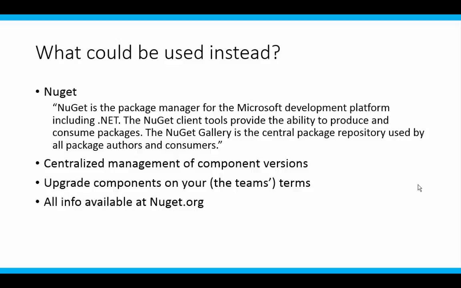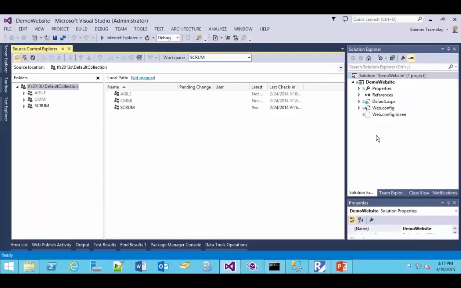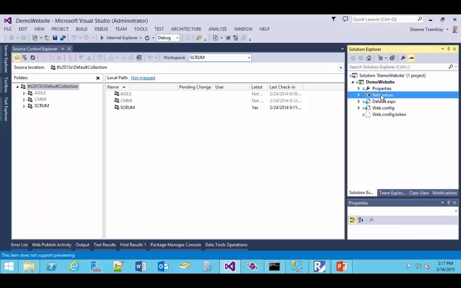It is centralized management of our components, and we upgrade our components on our terms, which is what we want to do. And the best way to do that is with NuGet. You have more info available at nuget.org. So let's see how that works. All right, so we have Visual Studio open in our trusty demo website, and what I'd like to do is add jQuery to this website.